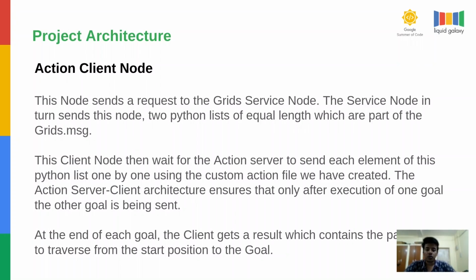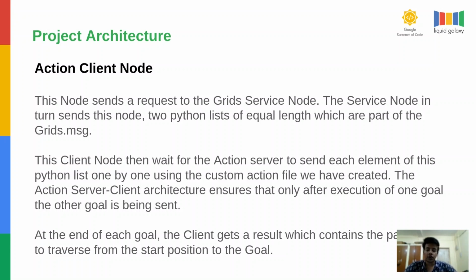Okay. So what does this client do now? After my action client gets these waypoints or coordinates from the service node, the client sends a request to the grid service, and this grid service in turn sends the node to Python list as we have discussed, right? After that, the client node waits for the action server to send each element of this Python list one by one. So it sends each coordinate one by one, and then the action server sends the client node feedback: okay, I am reaching this point, then I am reaching this point, and eventually it will reach the goal that the client has sent to the server, right?